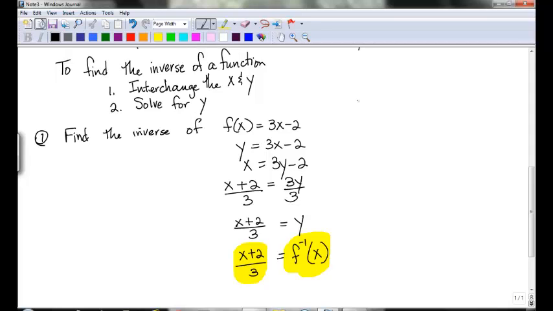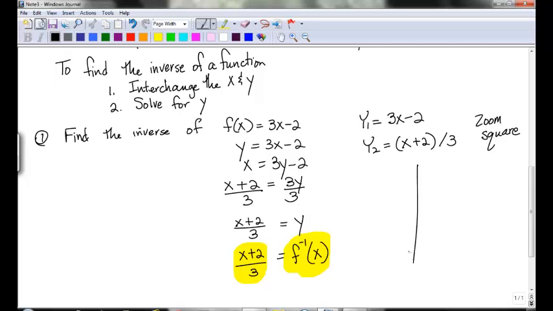And if you want to graph it, remember if we graph the original in y sub 1, and the inverse in y sub 2, I'd probably do zoom 6 and then zoom square. Remember the inverses should be symmetrical. In y sub 3, I would probably graph the line y equals x. Remember, they should be symmetrical about this line. You should be able to fold them over that line.